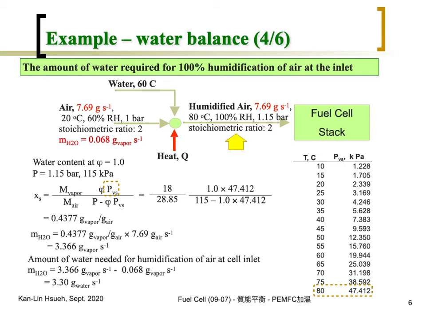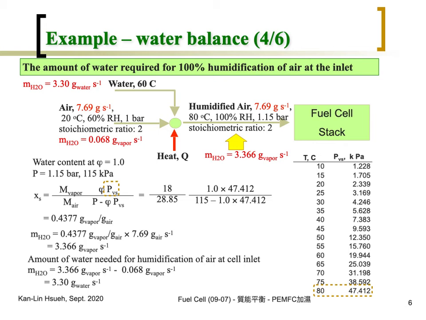So we subtract the water in the dry air from the humidified air. We get 3.3 gram of water per second needed from the water intake. So this number we know, and the humidified air over here, we also know now.